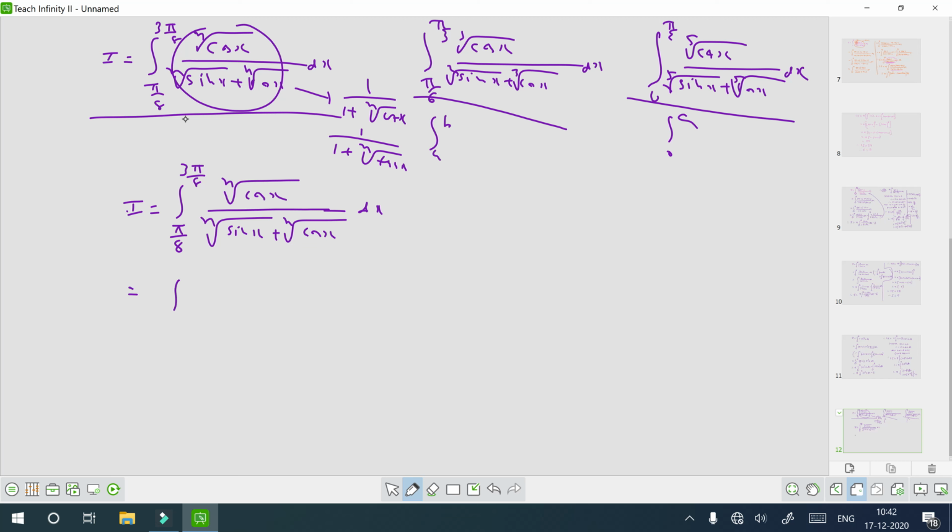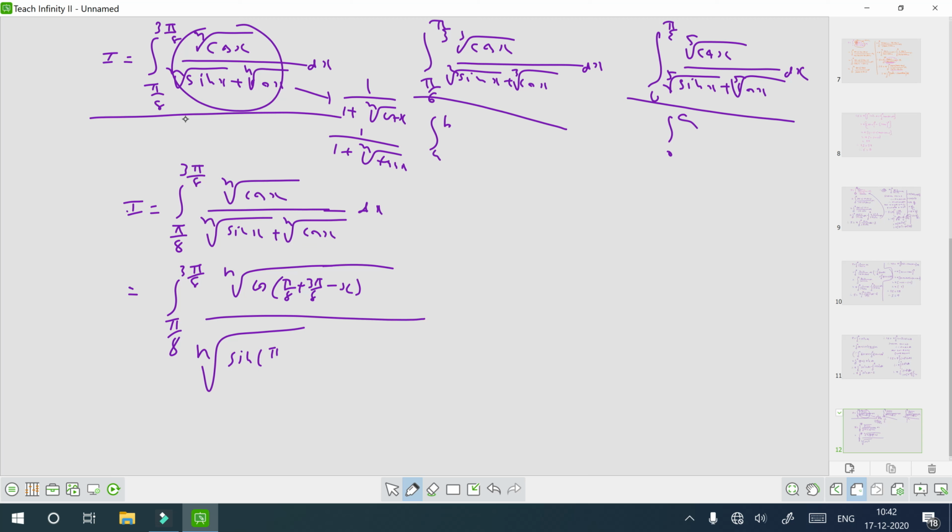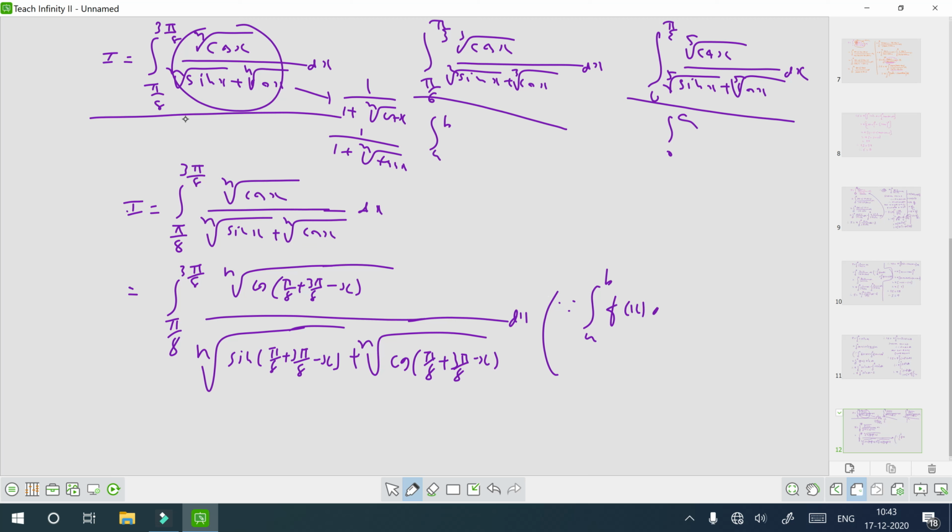I is equal to the integral from pi by 8 to 3 pi by 8 of nth root of cos(pi by 8 plus 3 pi by 8 minus x) over nth root of sin(pi by 8 plus 3 pi by 8 minus x) plus nth root of cos(pi by 8 plus 3 pi by 8 minus x) dx. Which result did we apply? The integral from a to b of f(x) dx is equal to the integral from a to b of f(a plus b minus x) dx. We applied this result.